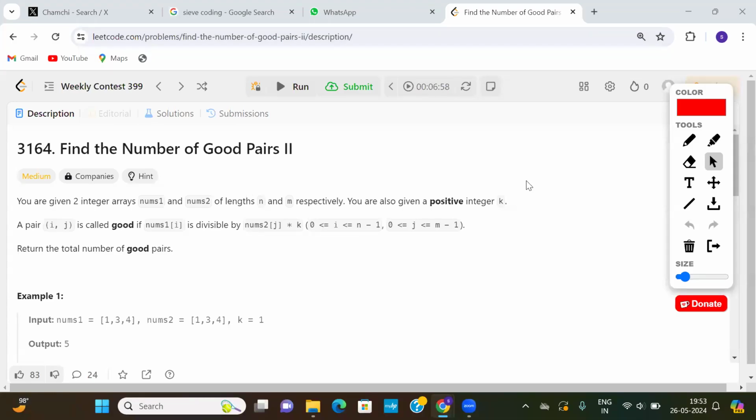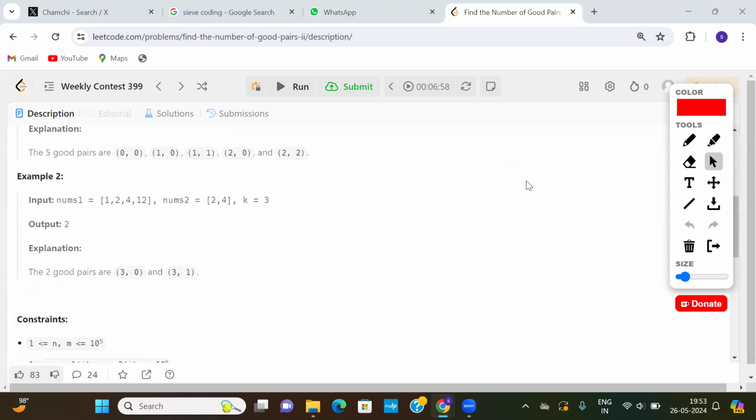Now, guys, let's have a look at the third question of the contest. The third question was the follow-up question for question number one. What is changed are the constraints. In question number one, we used the big O of n square approach, but over here we cannot use it since the constraints have changed.